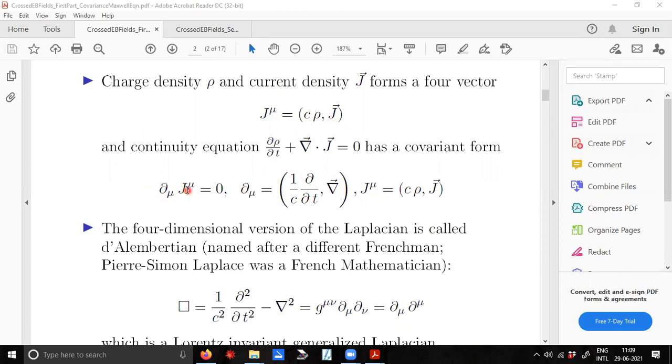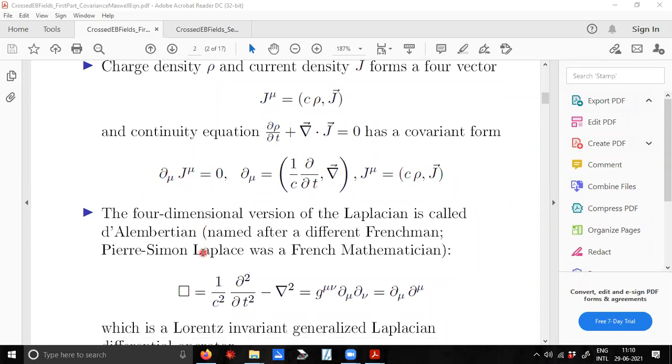Now you write what is ∂_0 j^0. ∂_0 j^0 is (1/c)∂/∂t multiplied by cρ. It will be ∂ρ/∂t. Okay. Then plus the divergence of j. So this equation can be written in a form covariant under Lorentz transformations. In one frame of reference, it is ∂_μ j^μ. In another frame of reference, it is ∂_μ' j^μ', which is 0. So this law, whatever form the left-hand side has, is a covariant form.